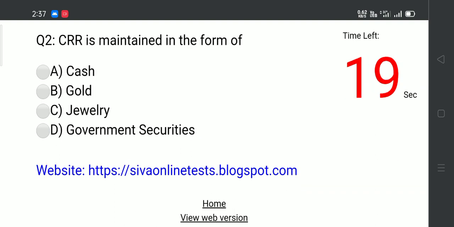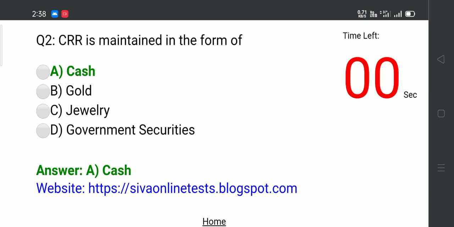Question 2. CRR is maintained in the form of. Options. A. Cash. B. Gold. C. Jewelry. D. Government securities. Answer. A. Cash.